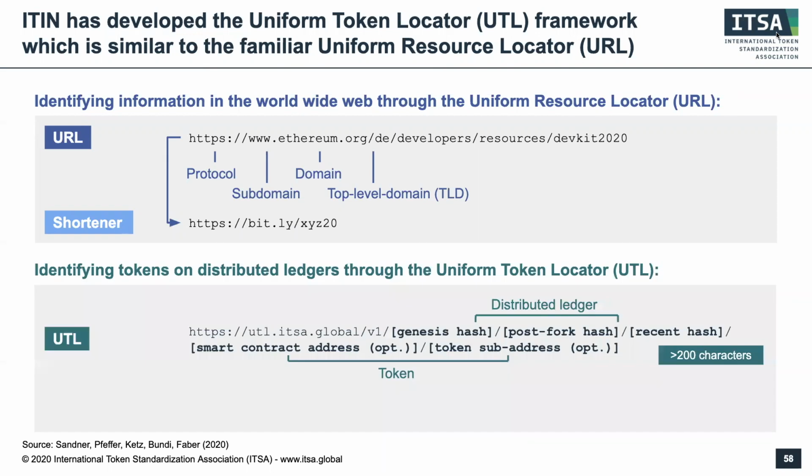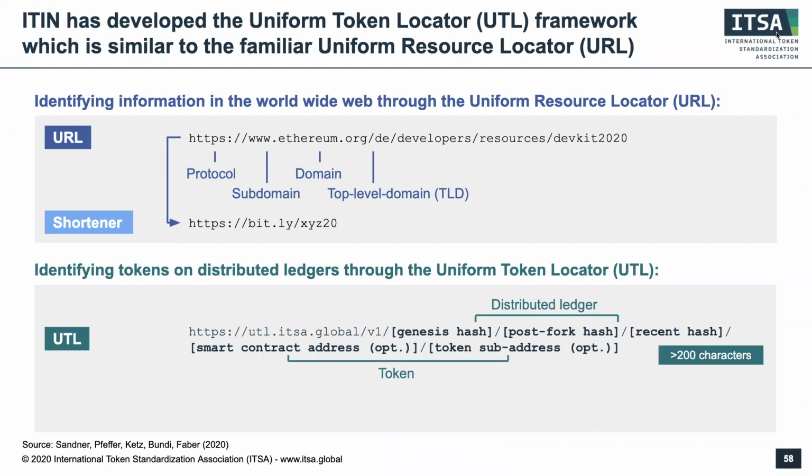And we apply the same structure, for example, for identifying tokens. We call it the UTL, the Uniform Token Locator. It again consists of the protocol for opening up the data in a browser, but the key point here is written in bold, because to identify the distributed ledger, you need the genesis hash, the post-fork hash, and also the recent hash.